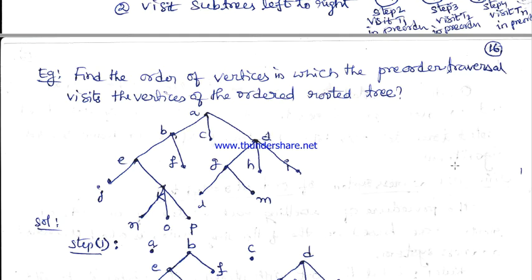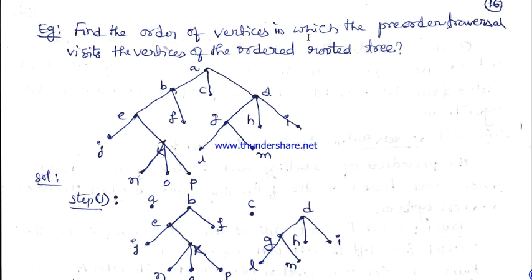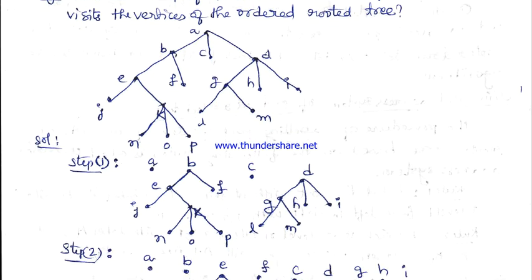So this first step is shown in the solution here. Right? First A visited, then subtree at B, next C. Finally, the subtree at D has to be visited. This is called the first step of the algorithm. Now, we are moving on to the second step of the algorithm.